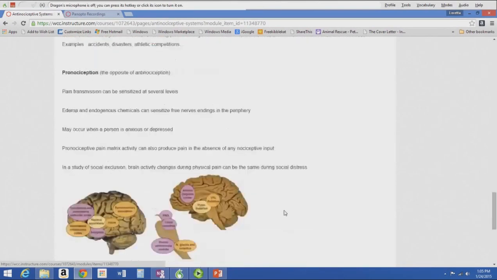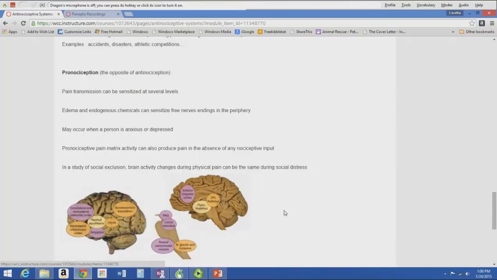The pro-nociception is the opposite. It's sensitizing pain transmission. It's making the pain worse. So edema and endogenous chemicals can sensitize free nerve endings in the periphery, and they can cause the pain to be worse. If someone is anxious or depressed, it can cause their pain to be worse. Pro-nociceptive pain matrix activity can produce pain in the absence of nociceptive input. So your pain matrix is hypersensitive, as in fibromyalgia. This is often the case. And so there's no nociceptive input, but you still have pain.